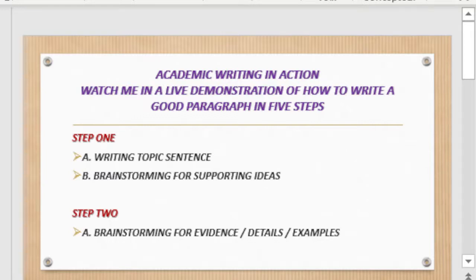So in step 1, you're going to see me in action writing a topic sentence. So I'm going to start from a particular topic and I'm going to write a topic sentence. And in stage B, I will be brainstorming for supporting ideas. And then in step 2, I will be brainstorming for evidence, details, and examples. Okay, let's get going.